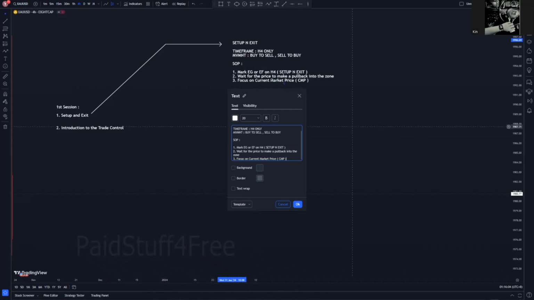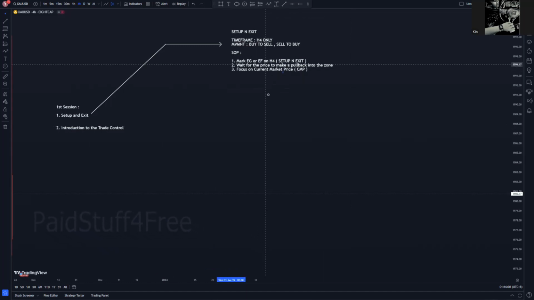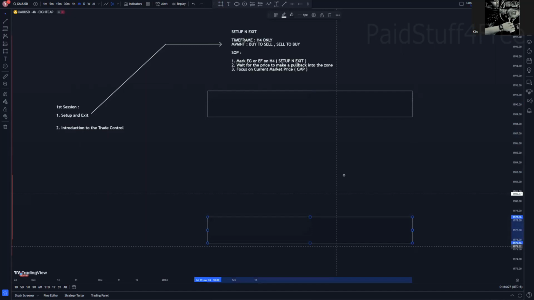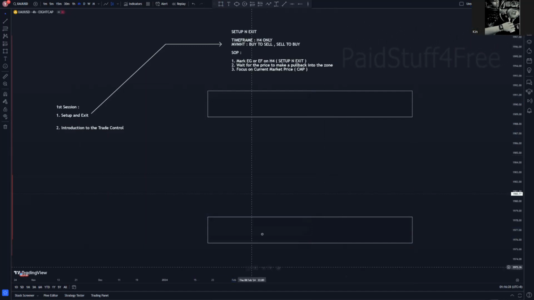So after that, I'm just going to draw for you guys the theory on how it works. For example, we have an engulfing zone somewhere here, which is for sell, and another one for buy at the bottom of this one.